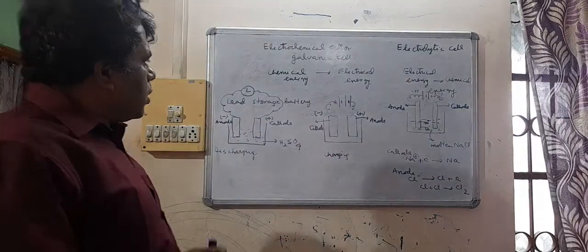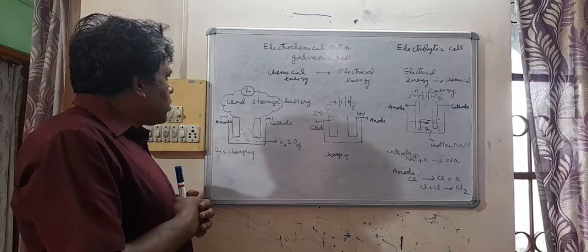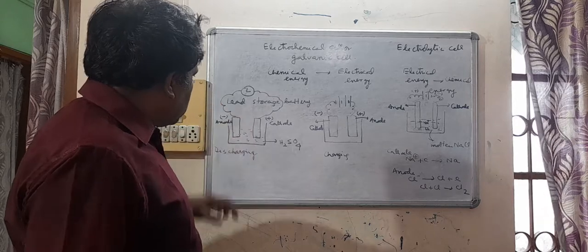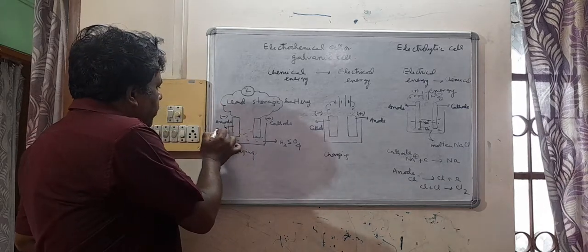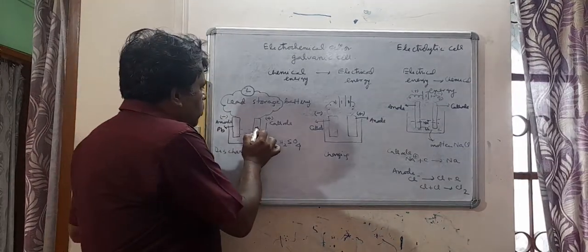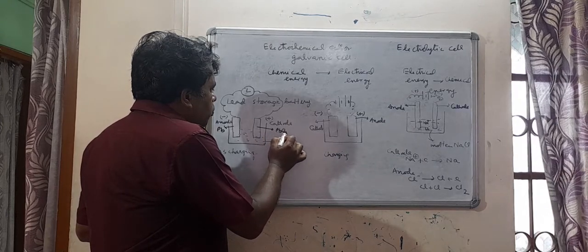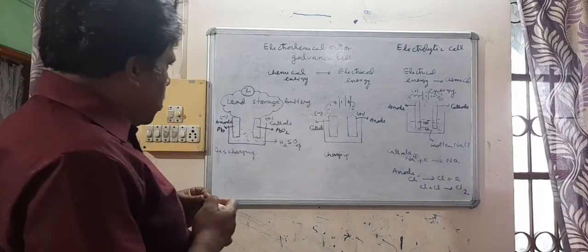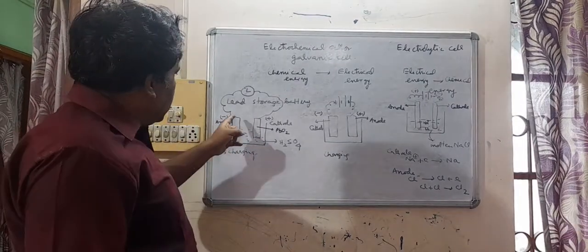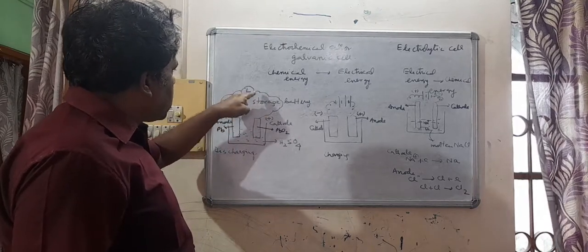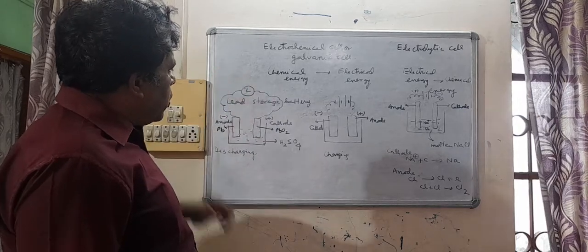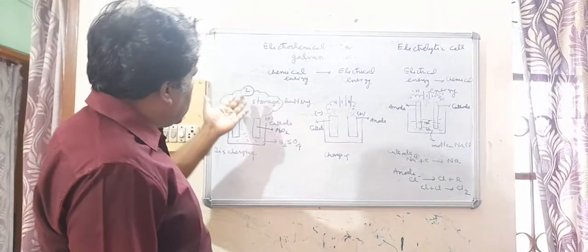Now, the simple thing in a lead storage battery. We have anode, which is lead, and we have cathode, which is packed with PbO2, and here we have sulfuric acid solution. If these are connected, and if we keep a load here, suppose a bulb, this bulb will glow. That means we are getting electrical energy.